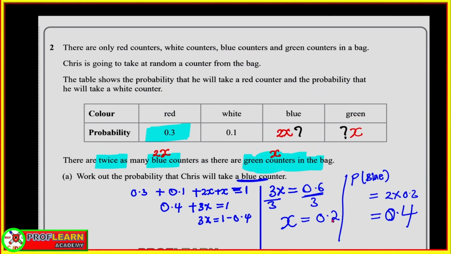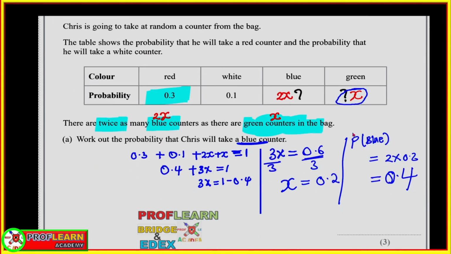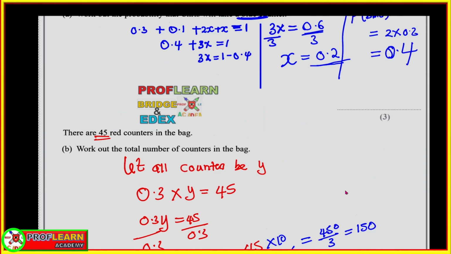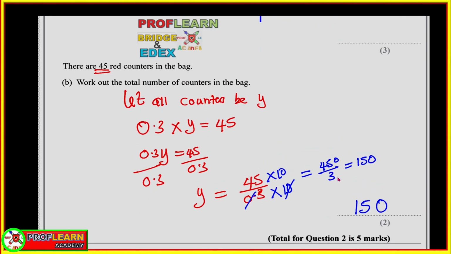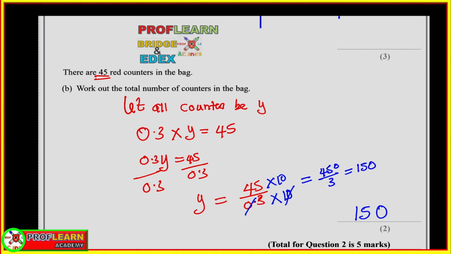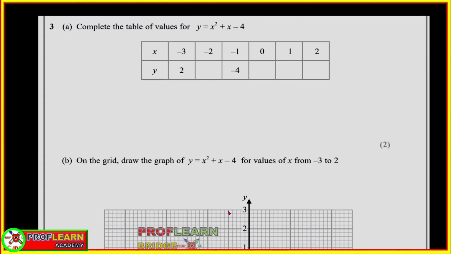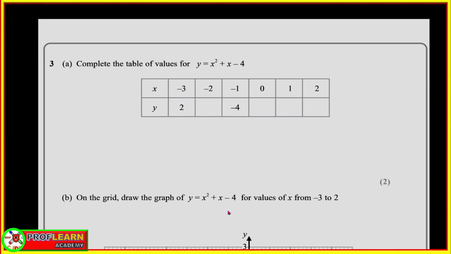So maybe if they wanted you to find the number of green counters, you can take x, which is 0.2, because green were x, so it will be 0.2 times the total number of counters that you have here. That's in the event they were asking you to work out the number of green counters. Let's look at the next question that you can be asked in GCSE Math.